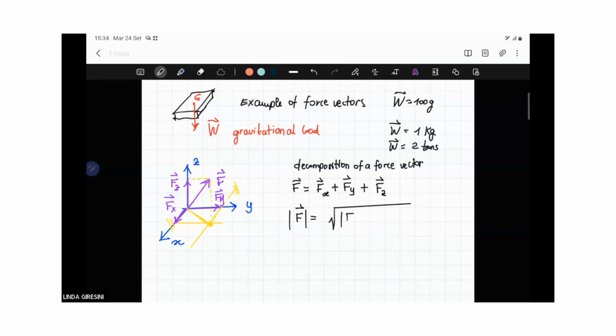the magnitude of the first component, exponential 2, plus the magnitude of the other component, exponential 2 as well. And we make the same for the third component under a square root. So in this way, we find the magnitude of a vector.